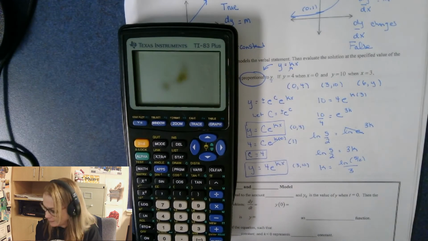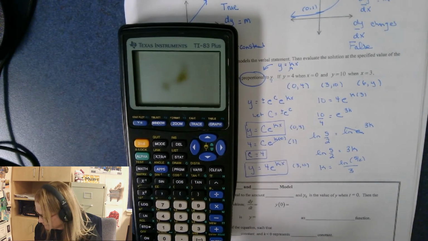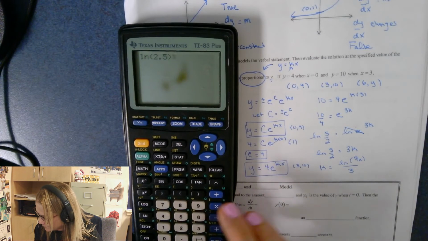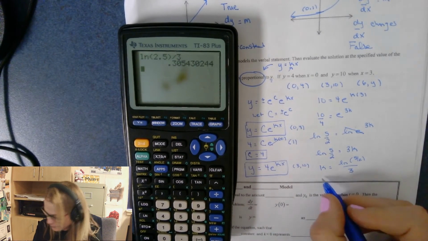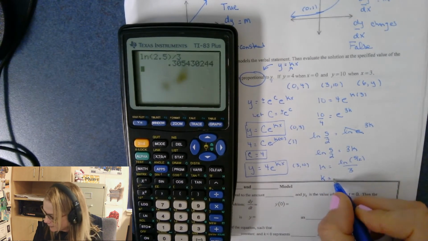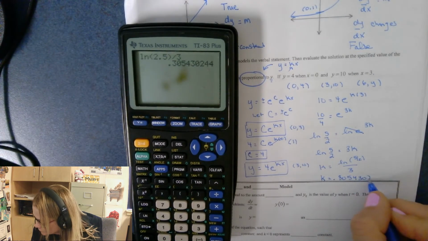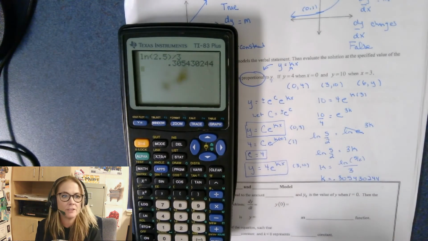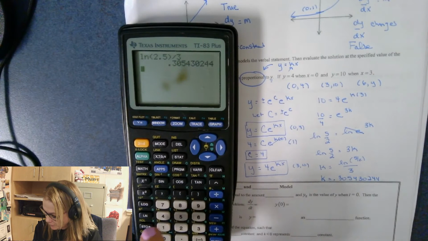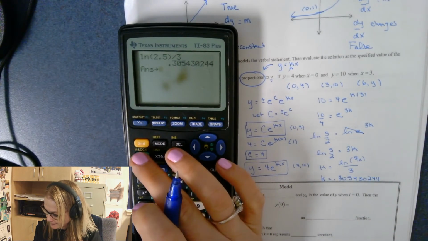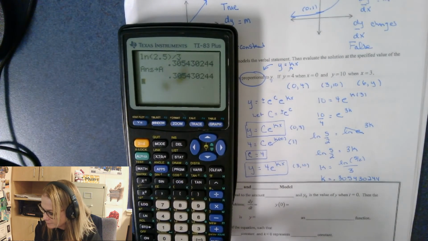You see that okay? The other calculator doesn't have that dot, but that's all right. All right, ln, I'm just going to put in 2.5 in the parentheses and divide it by 3. Okay, so k is going to be equal to 0.305430244. And maybe I'll just even store that. So store, and we'll just call it alpha A, enter, and we're stored.